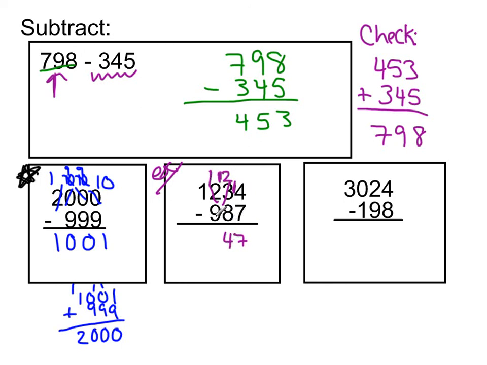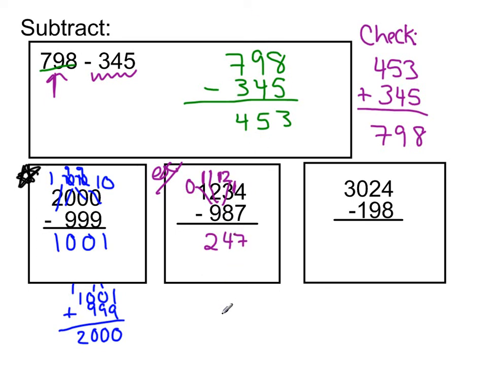1 minus 9. Can't do that. So we borrow. When that 1 drops down, there's no thousands place. And we give 10 into the hundreds. 11 minus 9 is 2. And now we have 247.